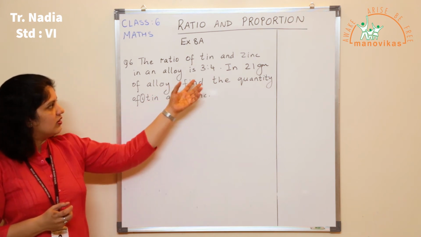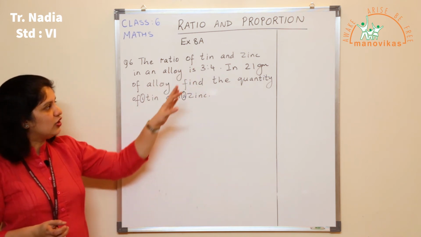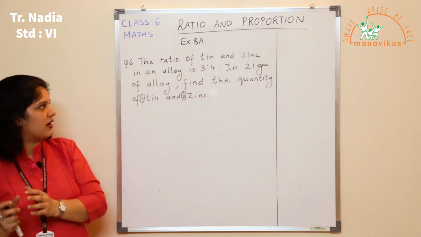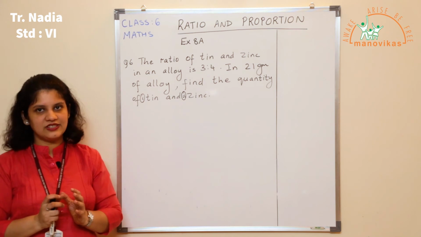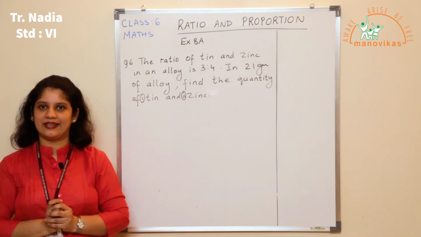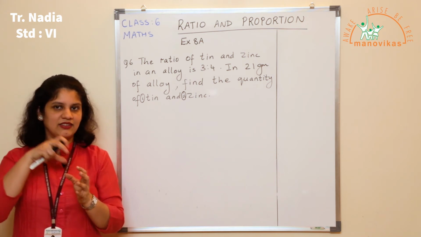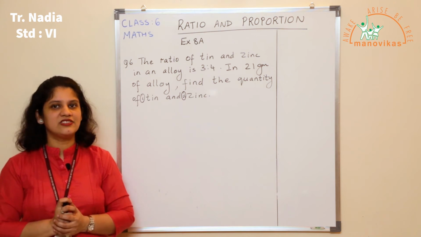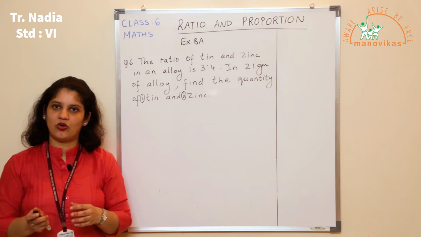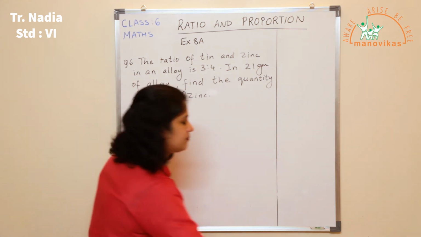But the quantities, we don't know how much of tin is there, how much of zinc is there, but we know that the ratio is 3:4. So in the alloy, there are 3 parts of tin and 4 parts of zinc. Now the quantity of alloy that we have is 21 grams. Now in the 21 grams of the alloy, there are 3 parts of tin and there are 4 parts of zinc. But what is the actual quantity of tin and the actual quantity of zinc? Let us find out by solving this problem.